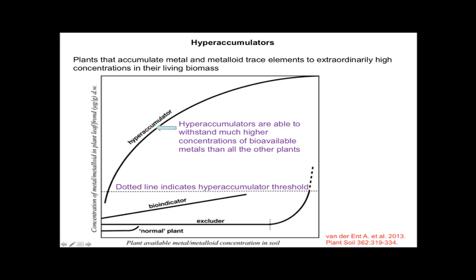So plants that can contain heavy metals in their tissues above this threshold are called hyperaccumulators. While all the other plants, even though they can grow in serpentine soils, some of them such as bioindicators and excluders, cannot exceed this threshold of metal content in their tissues.